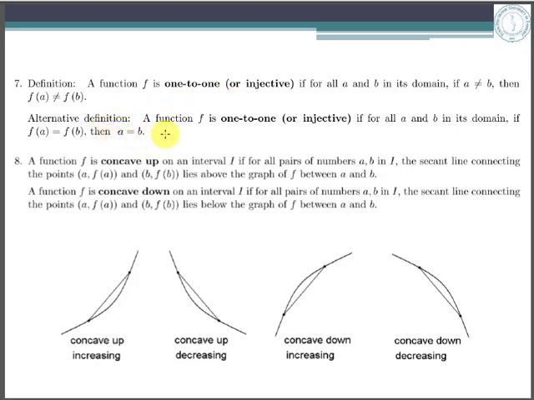Or we have an alternative definition. A function f is one-to-one or injective if for all a and b in its domain, if f(a) is equal to f(b), then a is equal to b.